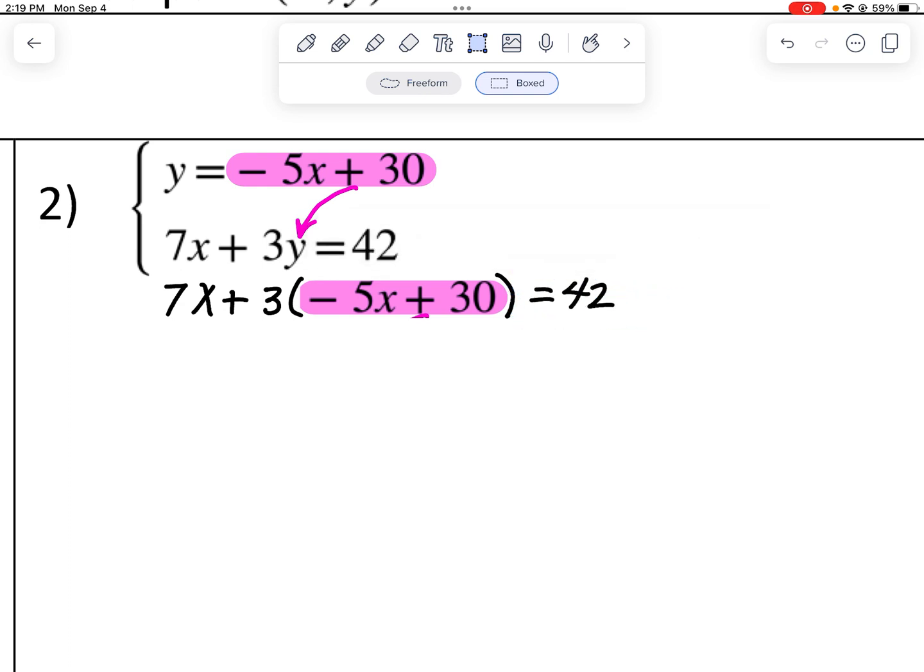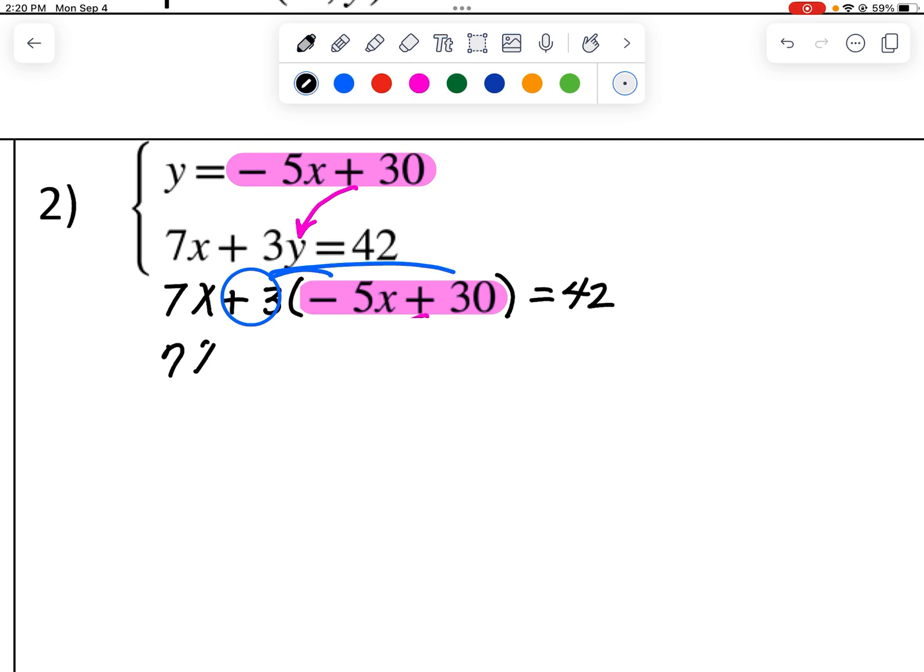So now I have the equation, 7x plus 3 times the quantity negative 5x plus 30, close the quantity, equals 42. So now we're going to solve. We're going to take positive 3x and distribute positive 3x. This is why we began the school year solving equations.